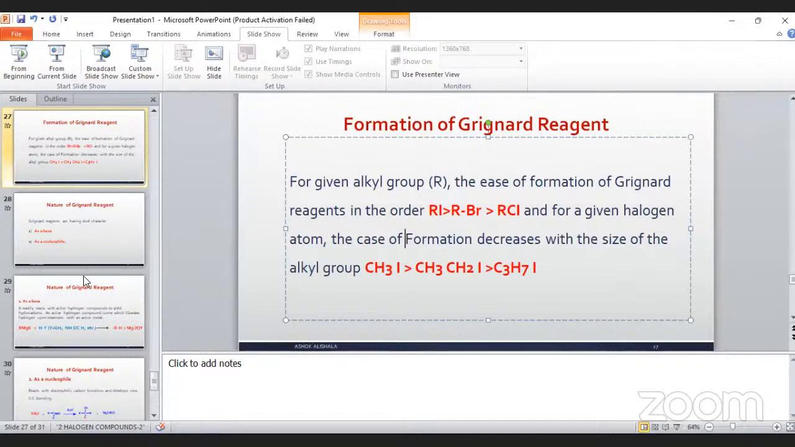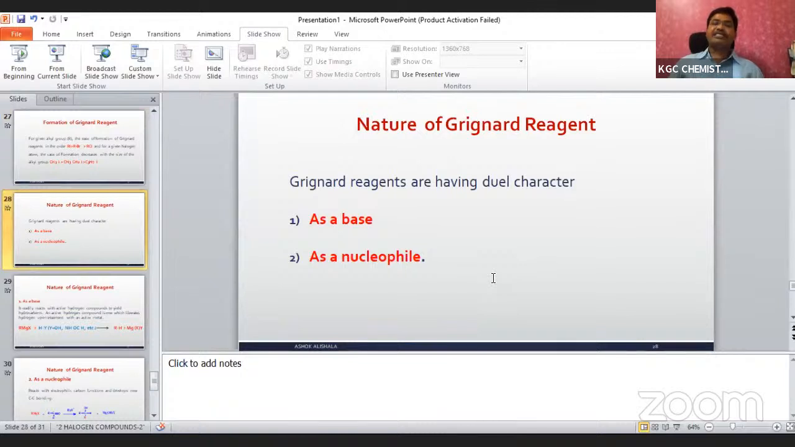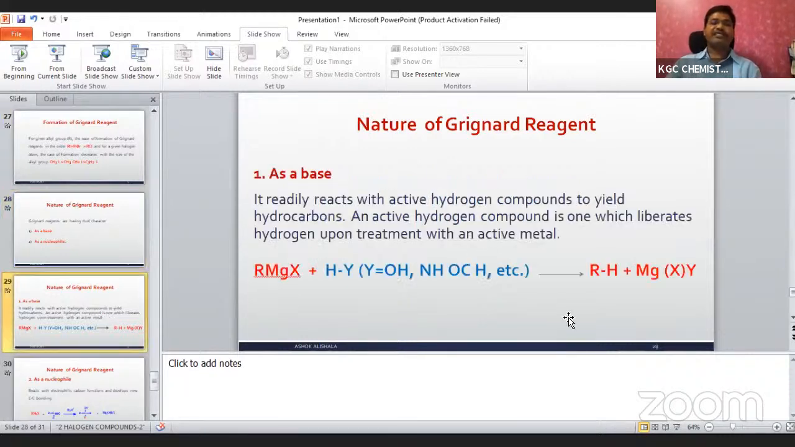Okay, next. What is the nature of the Grignard reagent? Grignard reagent has a dual nature, that is, it behaves both as a base as well as a nucleophile. Let us see how it acts as a base. It readily reacts with active hydrogen compounds to yield hydrocarbons. An active hydrogen compound is one which liberates hydrogen upon treatment with an active metal.